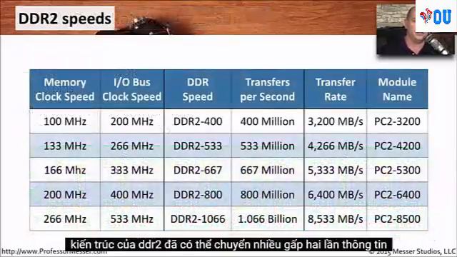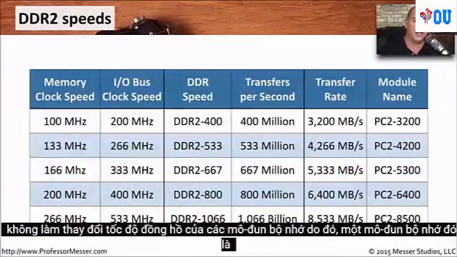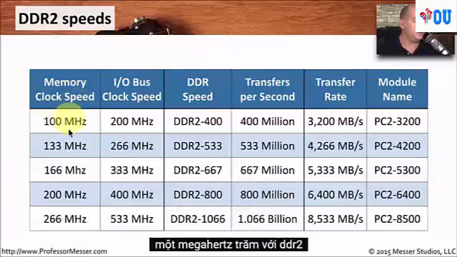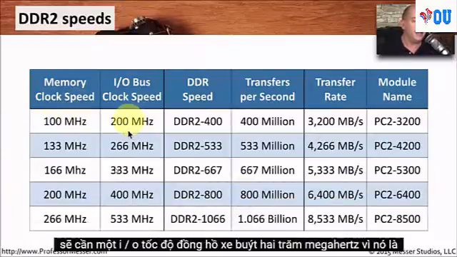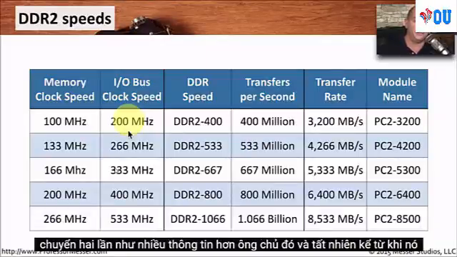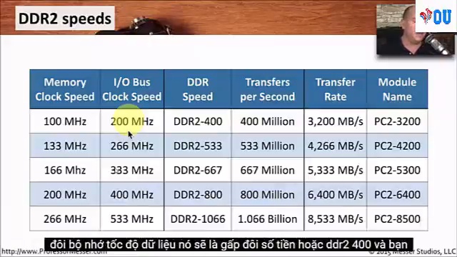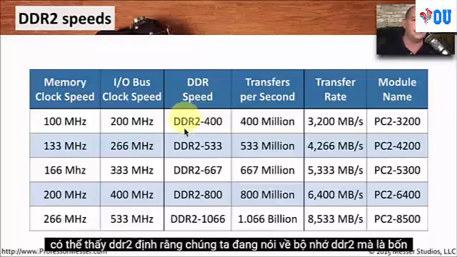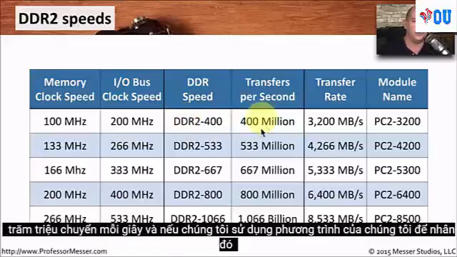Because of the architecture of DDR2, we're able to transfer twice as much information without changing the clock speed of the memory module. So a memory module that's 100 megahertz with DDR2 would need an I/O bus clock speed of 200 megahertz because it was transferring twice as much information over that bus. And of course, since it's double data rate memory, it would be twice that amount, or DDR2 400. DDR2 specifies that we're talking about DDR2 memory. That's 400 million transfers per second.